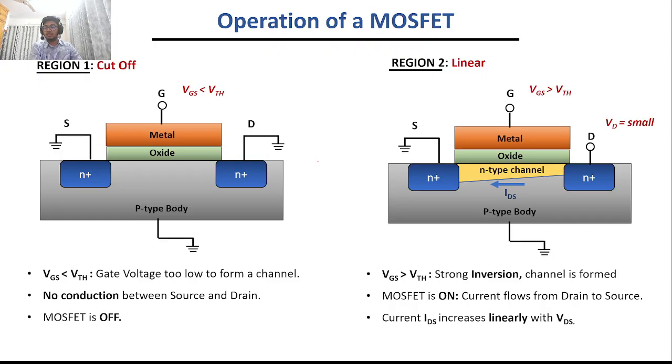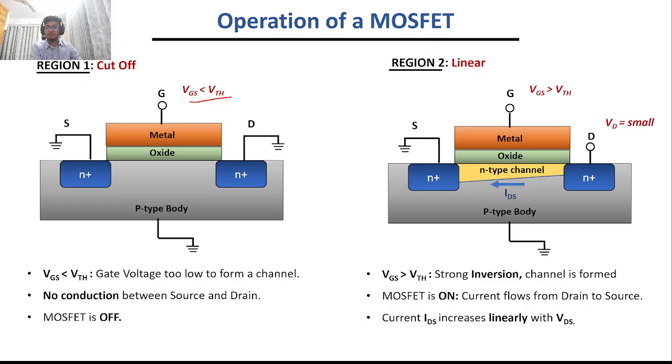To start, we have divided the operation into four different regions. The first region is cutoff. As we have seen earlier, we need a certain gate voltage for the inversion layer to occur and the channel to form. So in the first region, the gate voltage is not high enough. So we see that there is no channel that exists between the source and the drain.